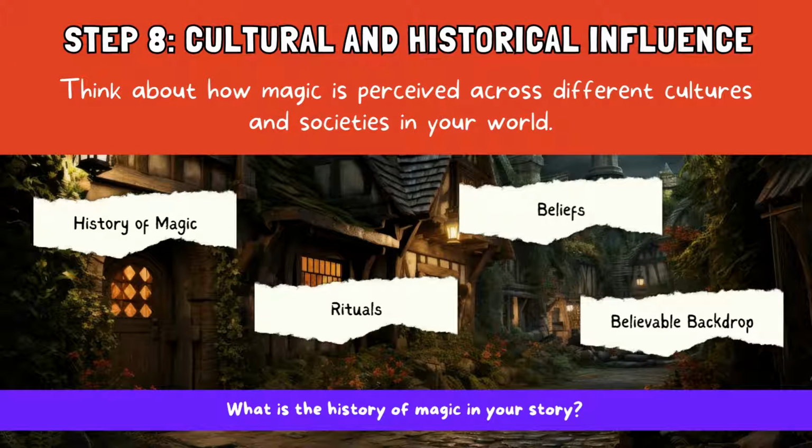Step 8. Think about how magic is perceived across different cultures and societies in your world. How has it shaped history, rituals, and beliefs? Magic as a historical influence creates a believable backdrop. Cultural attitudes add nuance and realism, sparking story conflict.